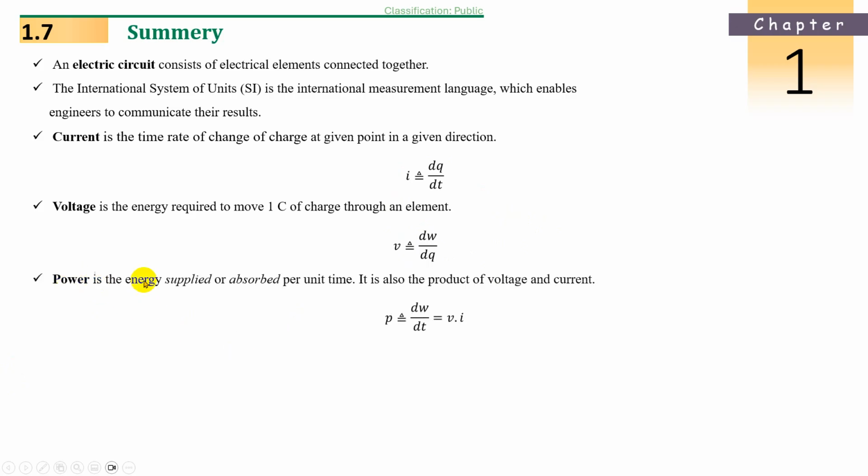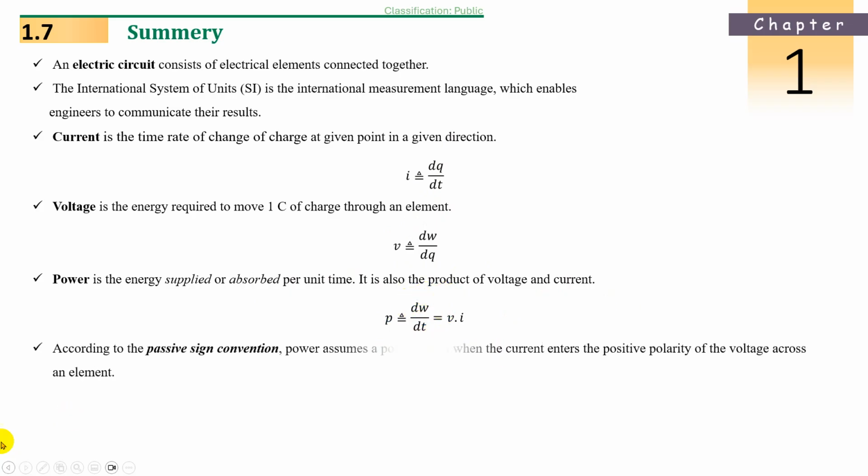Time rate of change of energy is your power. So power is the energy supplied or absorbed per unit time. It is the product of voltage and current. P is equal to dW by dt, because we multiply V into I. So this dQ and this dQ will cancel. Only dW and dt remain. So dW by dt is nothing but the time rate of change of energy.